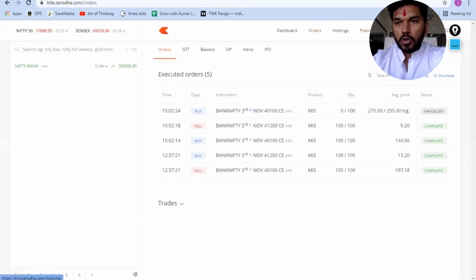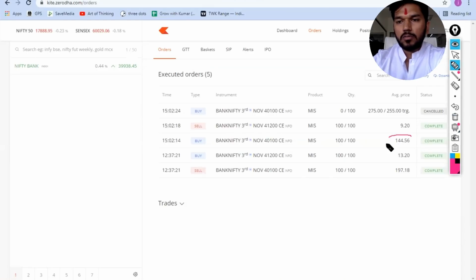So if you go to the order book over here, as you can see, we sold the option around 197, okay? And we were able to square it off at around 144, right? So 50 points gain in option selling. And trust me, if you had bought options, you would have actually lost money.